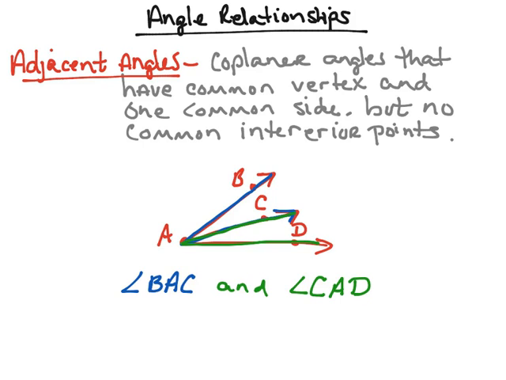Now notice what these two angles have in common. They have a common side. That would be this right here, side AC. And they also share a common vertex, and that's this point right here. So angle BAC and angle CAD are what we call adjacent angles, and that's because they are on the same plane, have a common vertex, and have one common side, and as you can see, no common interior points.